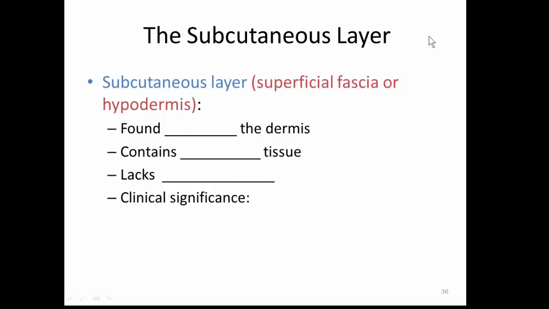The last layer of the skin that we'll talk about is the subcutaneous layer. This is not considered one of the primary layers of skin, so it's considered a secondary layer. It's also known as the superficial fascia or the hypodermis. So it's found deep to the dermis. It contains mostly adipose tissue, so lots of fat tissue. It lacks any significant accessory structures. It lacks any organs, really. The only thing that you find in there besides fat is blood vessels. So it's fat and blood vessels.